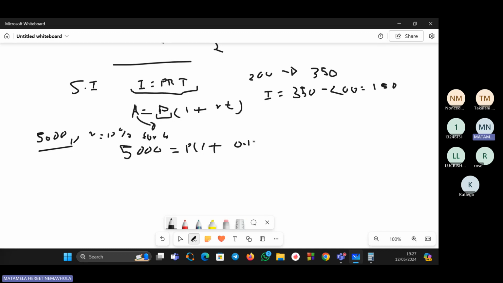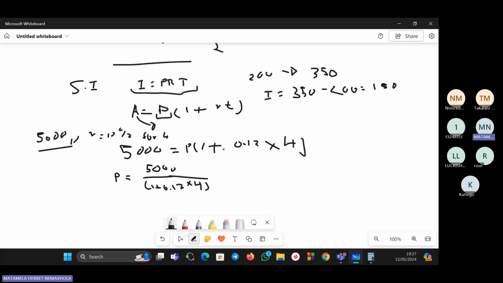So when you convert 12%, you divide by 100, you're going to get 0.12, you multiply by 4. So you can see that now you can just get your P. Your P is going to be equal to what? 5,000 divided by, in brackets, 1 plus 0.12 multiplied by 4. So this is how it works.